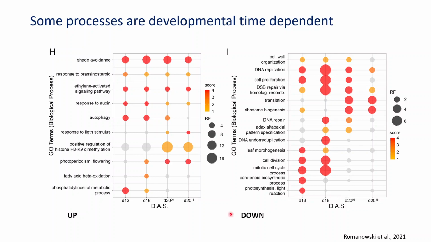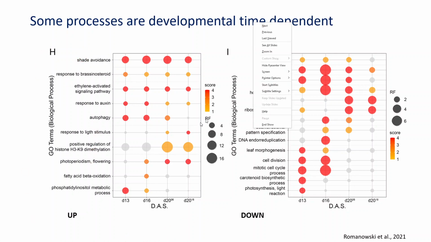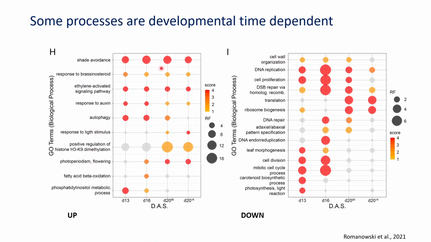So here on the right, we can see some bubble plots of processes that are being upregulated. Of course, we see the usual suspects: shade avoidance, response to brassinosteroid, ethylene signaling, response to auxin. And in the x-axis, what we see is the time component. So we see early development of plants treated since early leaf development, and this last point corresponds to plants that were treated late in leaf development.